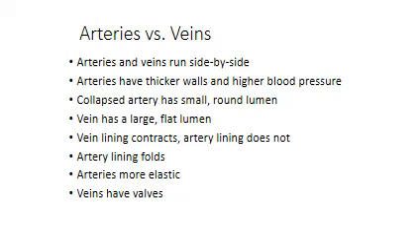So what are the differences? Although the arteries and veins run side by side, the arteries have the thicker wall. The collapsed artery has a small round lumen. Vein has a large flat lumen. Vein lining has a contracting lining, whereas the artery lining does not. The artery lining folds, the arteries are more elastic, and veins have valves. So that is the key difference between the veins and the arteries.